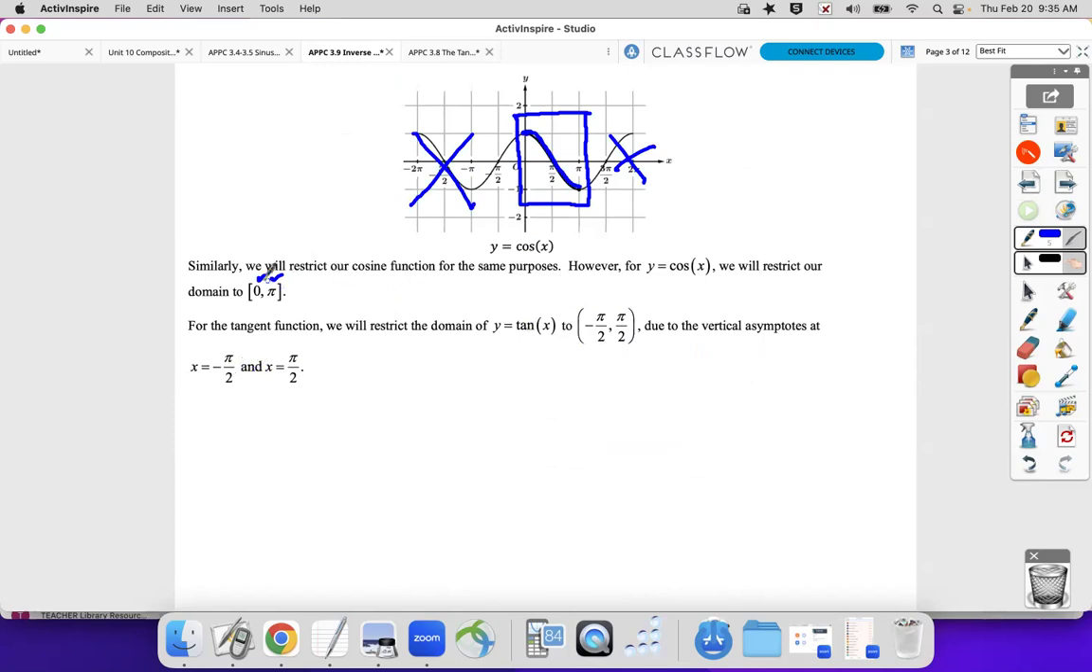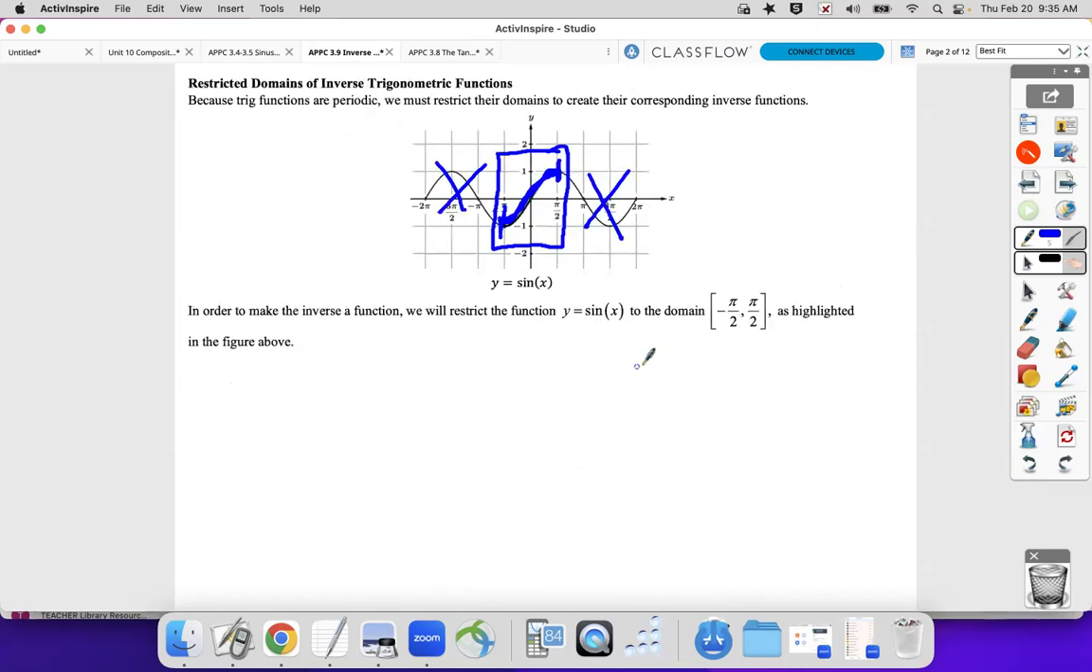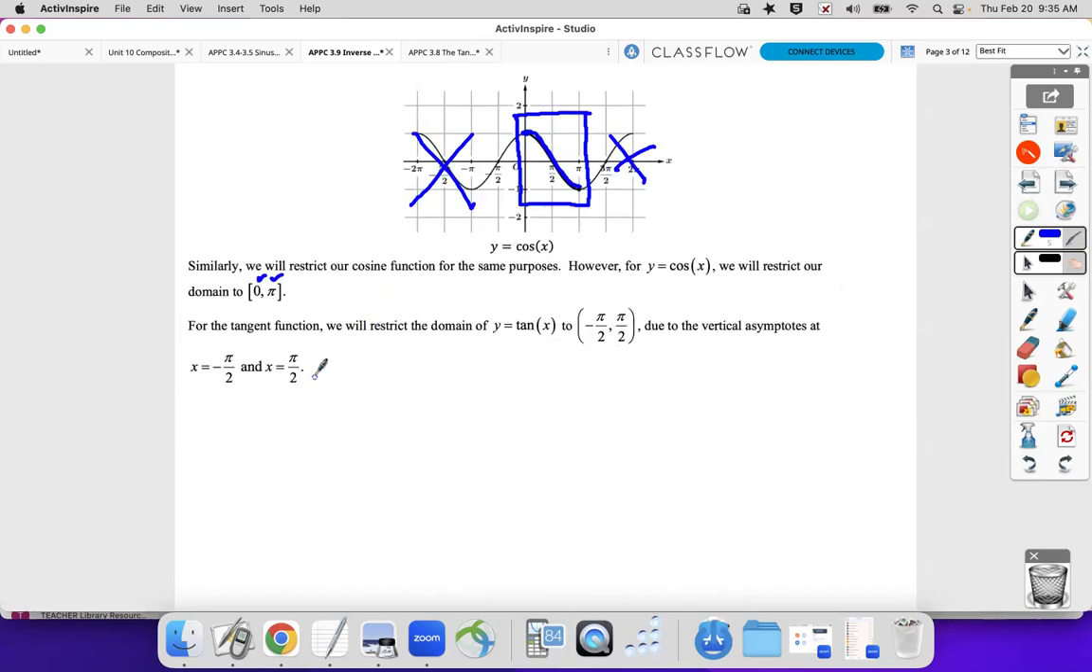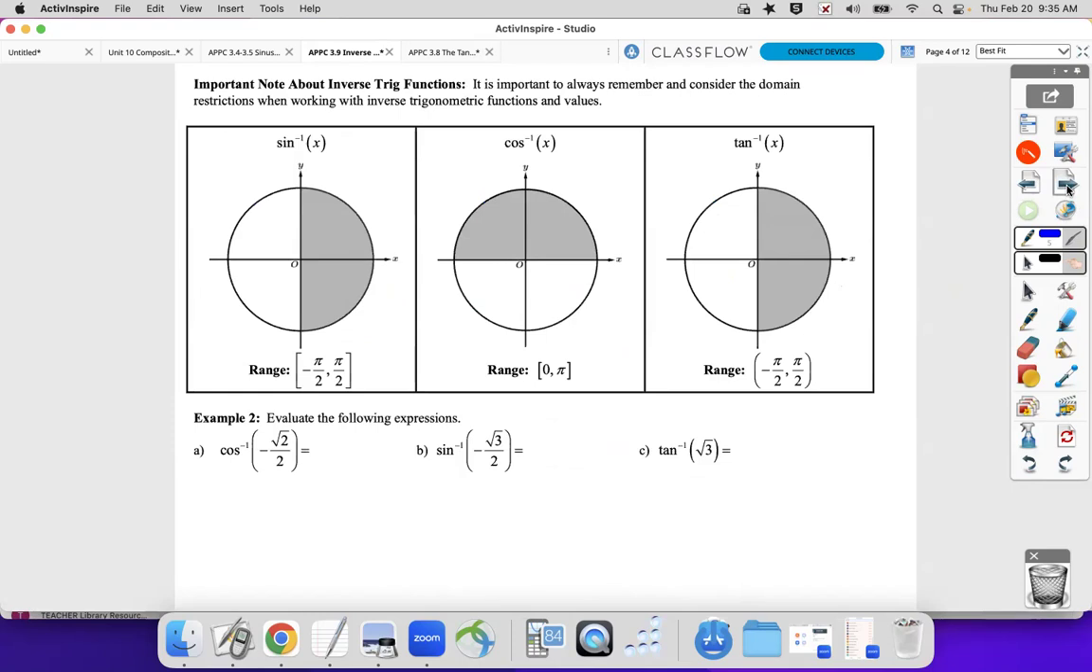So notice they're brackets for cosine and they're brackets for sine. Got it? Hello? Do we have it? Yes. Okay. So here's what they've got.